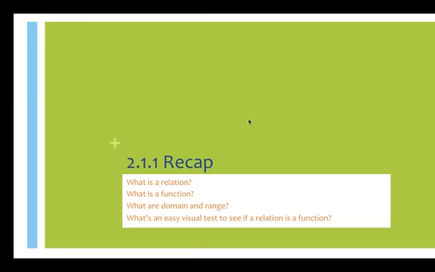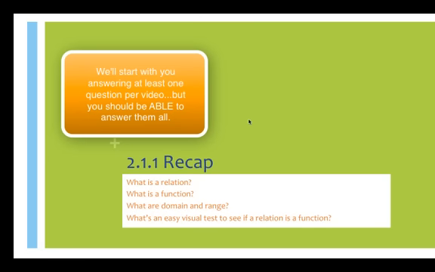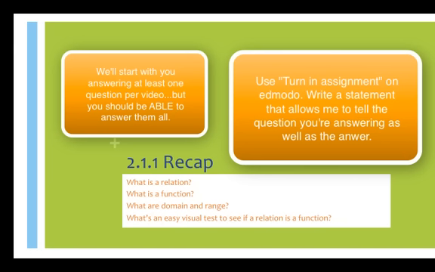This is our recap. These are the questions I want answered. What's a relation? What's a function? What are domain and range? And what's an easy visual test to see if a relation is a function?